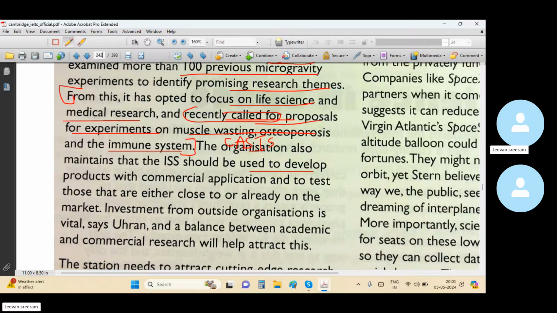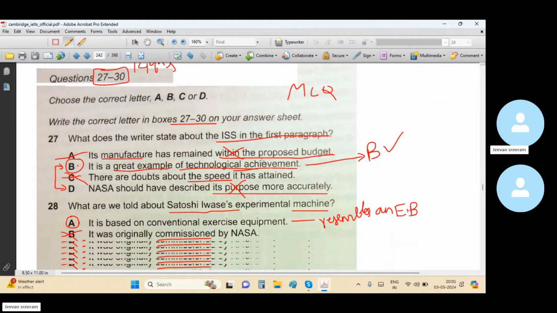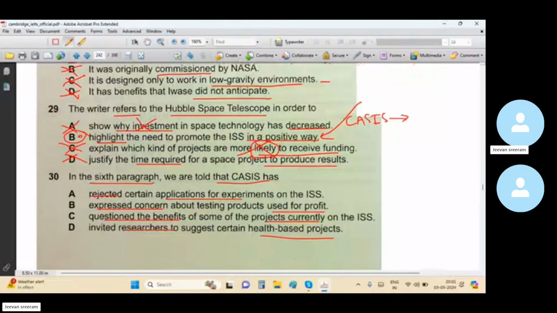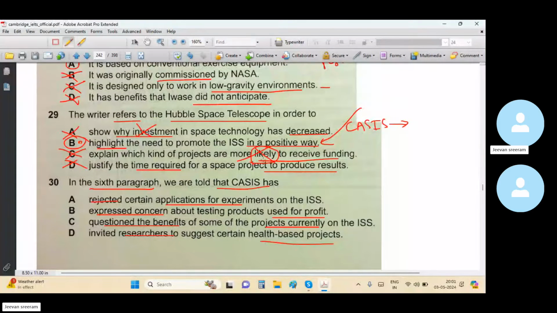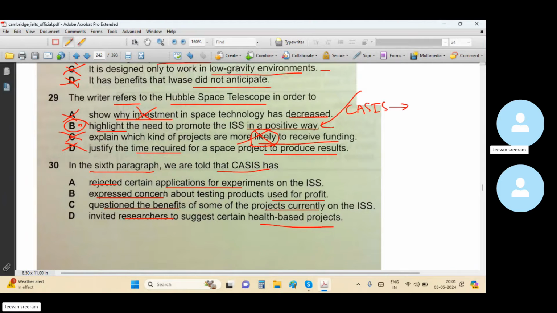how about the other options apart from D. D is looking better than the other options, but let's see. Let's understand. First one: rejected certain applications for experiments on the ISS. The passage does not mention CASIS rejecting applications. It focuses on their role in managing and promoting experiments. So it's not about rejecting. Whenever there are answer choices with strong vocabulary, they are most likely wrong. Okay, extreme language, is what we generally say.